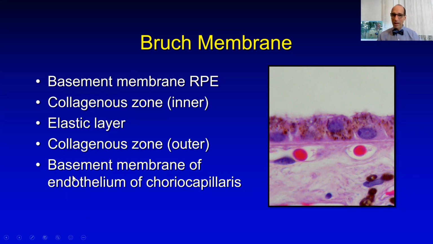Bruch's membrane has 5 layers. There's the basement membrane of the RPE, then there's a collagenous zone, elastic layer, collagenous zone, and the basement membrane of the choriocapillaris. And those all form Bruch's membrane. I always remember this because there's a vowel in the middle of Bruch's, which is a U, and there's a vowel in elastic. So if you look at like 1, 2, 3, 4, 5, that's the way I remember the elastic layer is the one that's in the middle.